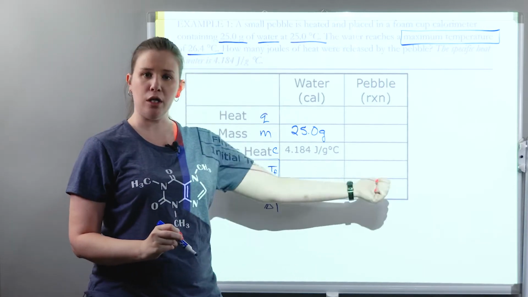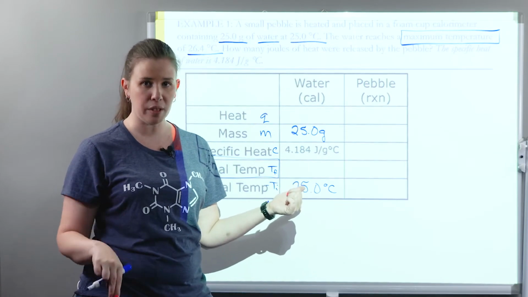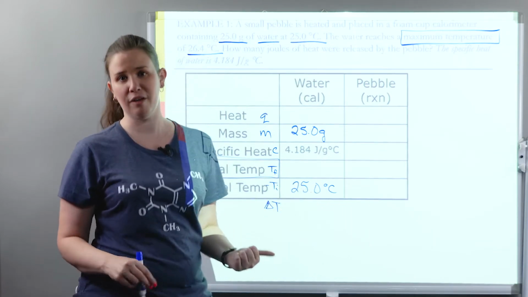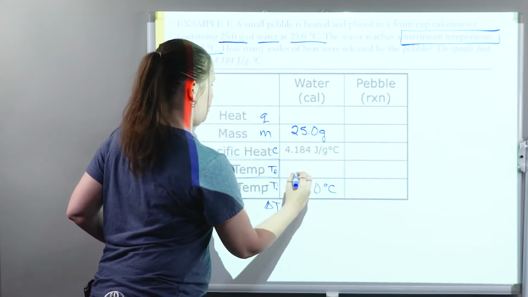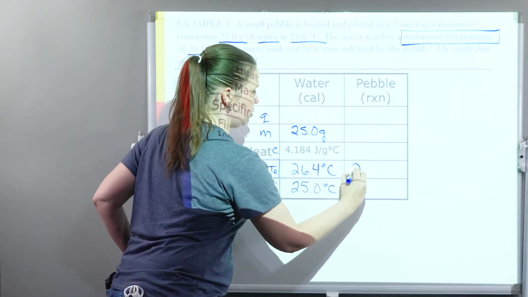The question is, which column do I put it in? And the catch is, if it's the final temperature, it applies to both columns. Otherwise, it wouldn't be the final temperature. So I'm going to go ahead and get in the habit of writing that in both columns. 26.4 degrees Celsius.